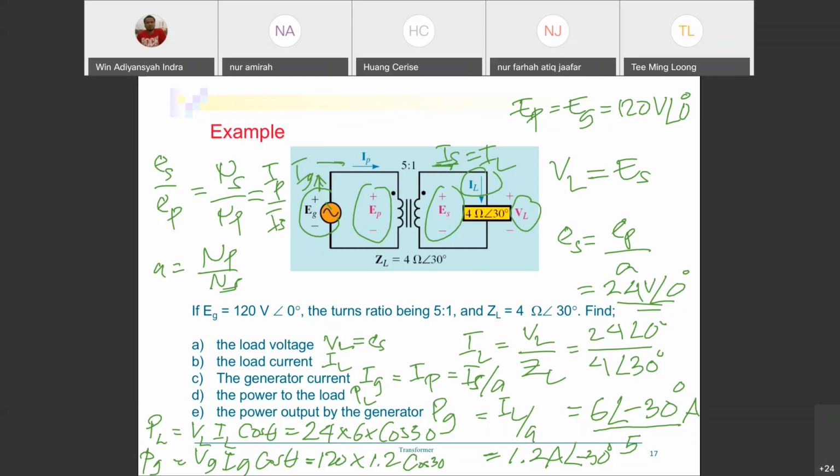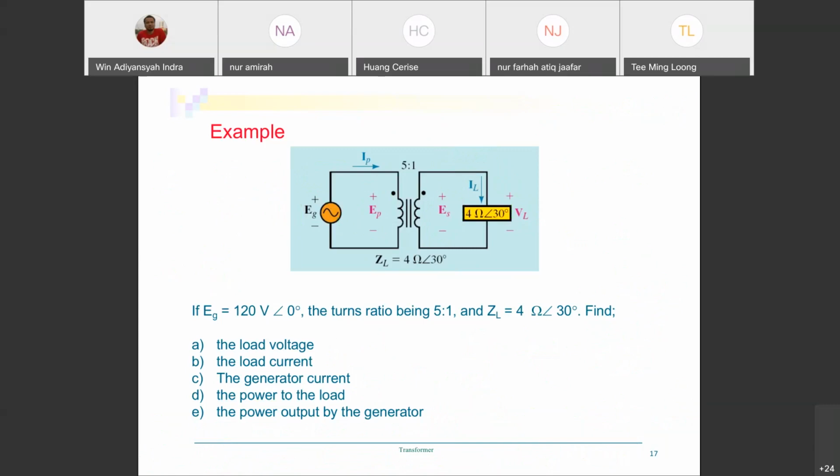That's for the first example. So basically, you just play around with the formula there. Okay, next we go to the next one.